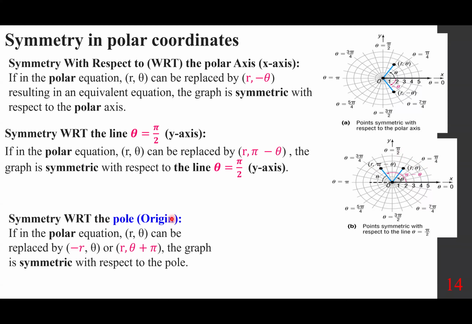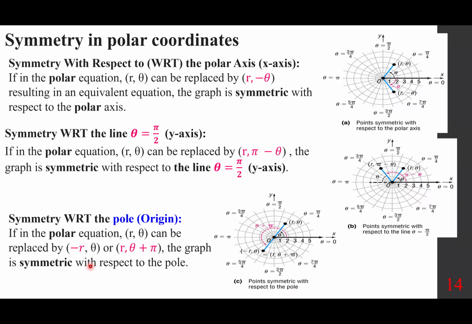Symmetry with respect to the pole, the origin. If in the polar equation (r, theta) can be replaced either by (minus r, theta) or (r, theta plus pi), the graph is symmetric with respect to the pole. So if we have (r, theta), we have also (minus r, theta) or (r, theta plus pi). That means symmetric with respect to the pole. So pretty straightforward, everybody.